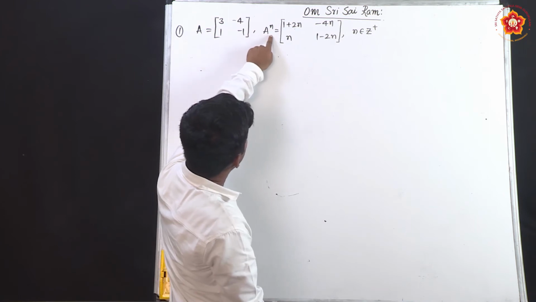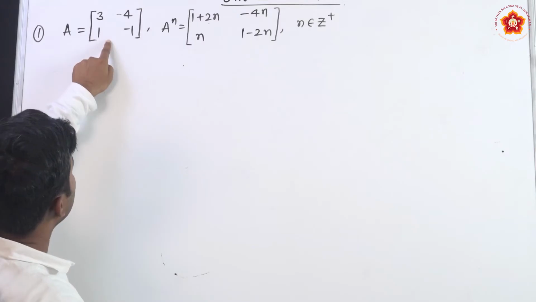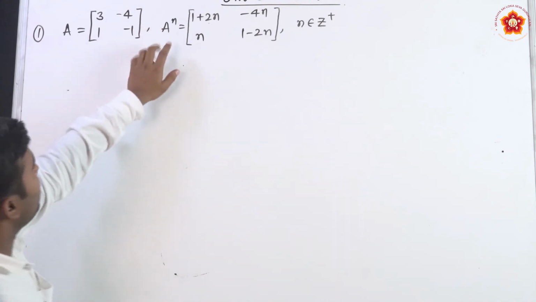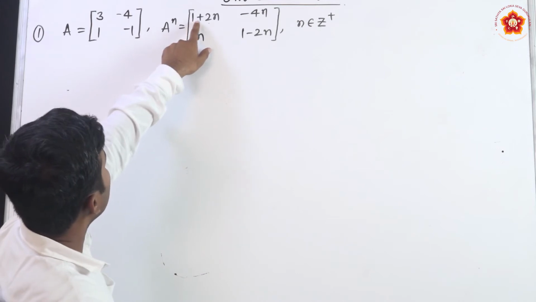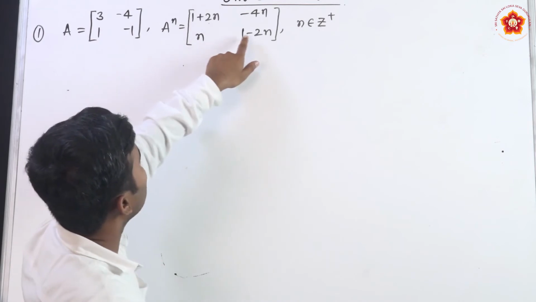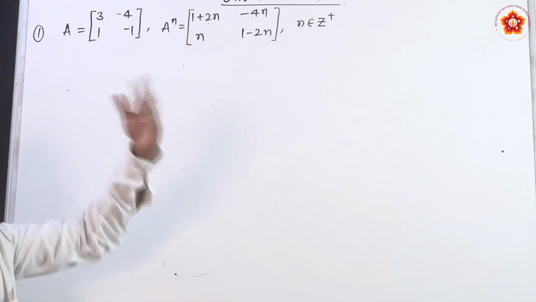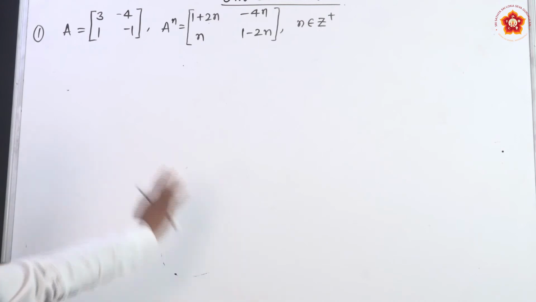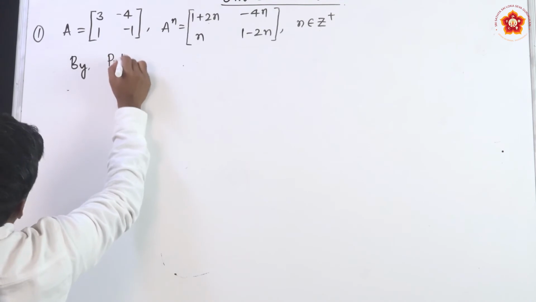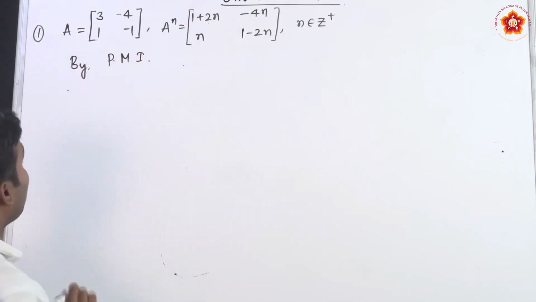See, A square will become this matrix, and A cube is A into A square. So, we have to multiply 2 matrices. Then you will get 1 plus 2 into 2, minus 4 into 2, and 2, 1 minus 4, that is what you are going to get for A square. And we have to prove this by using the principle of mathematical induction, which we have already studied in first PUC.